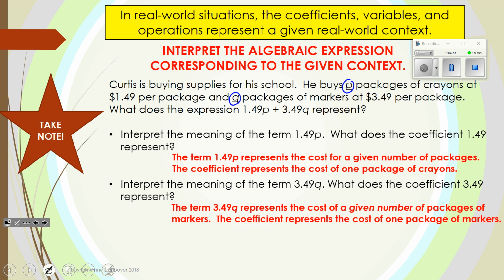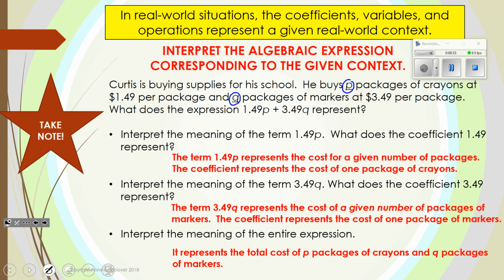I kind of summarized again what's written there. 3.49 represents the cost for one. q represents how many packages he bought. So together, when you multiply the two, that would be the total cost of markers. So the entire algebraic expression, 1.49p plus 3.49q, what does it represent? It represents the total cost of all of the crayons and all of the markers that he purchased. Again, if you need to, pause the video there to write that in your notes.